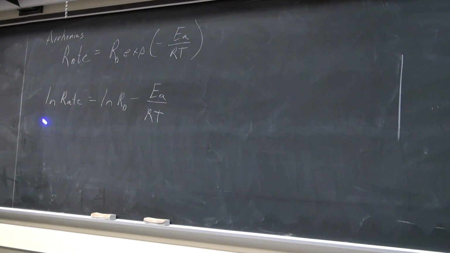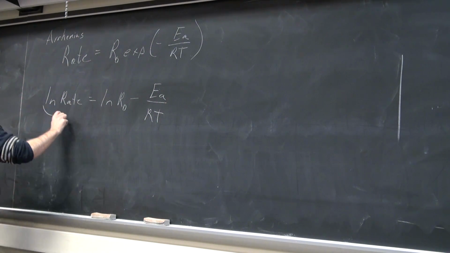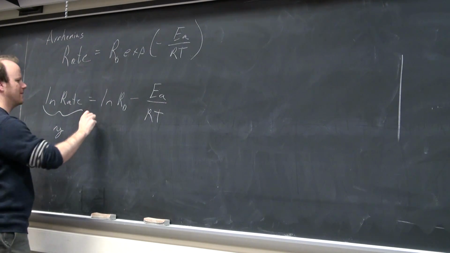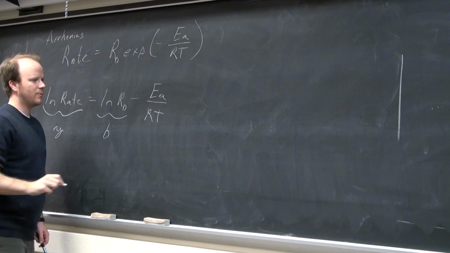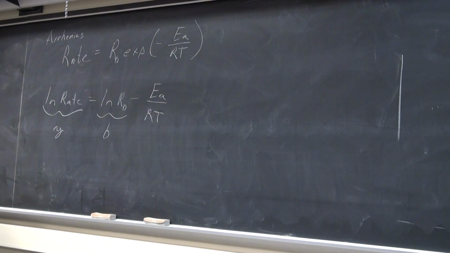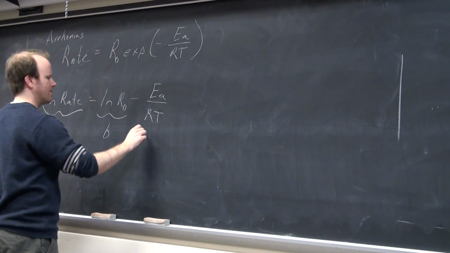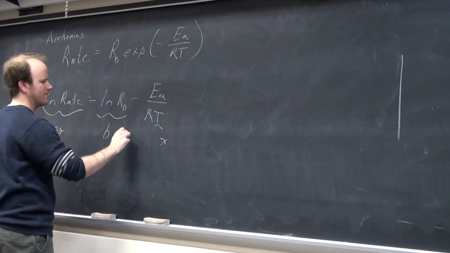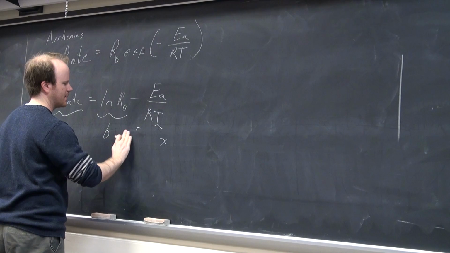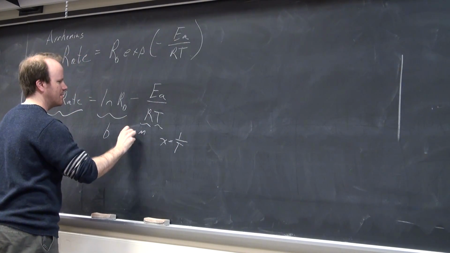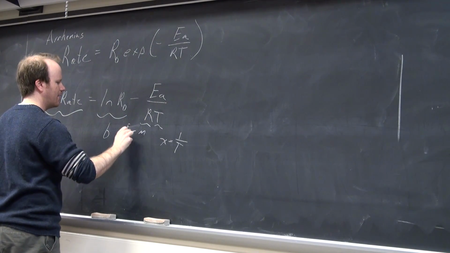So what does the linear form of this equation look like? What's Y? What's B? What's X? And then what's M? So X equals 1 over T, and M equals negative EA over R.